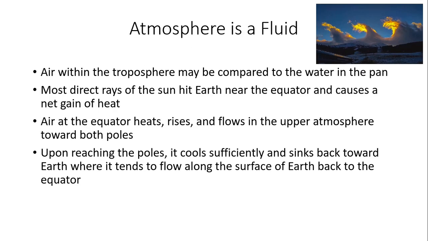Now, one other thing to mention is the atmosphere is a fluid. Air within the troposphere, which is our layer of the atmosphere closest to the Earth's surface, may be compared to the water in the pan that I just showed in the previous slide. Most direct rays of the sun are going to hit Earth near the equator, and that causes a net gain of heat there. And air at the equator is going to heat and rise and flow in the upper atmosphere toward both poles. Upon reaching the poles, that air is going to cool, sink back toward Earth, where it tends to flow along the surface of the Earth back to the equator.